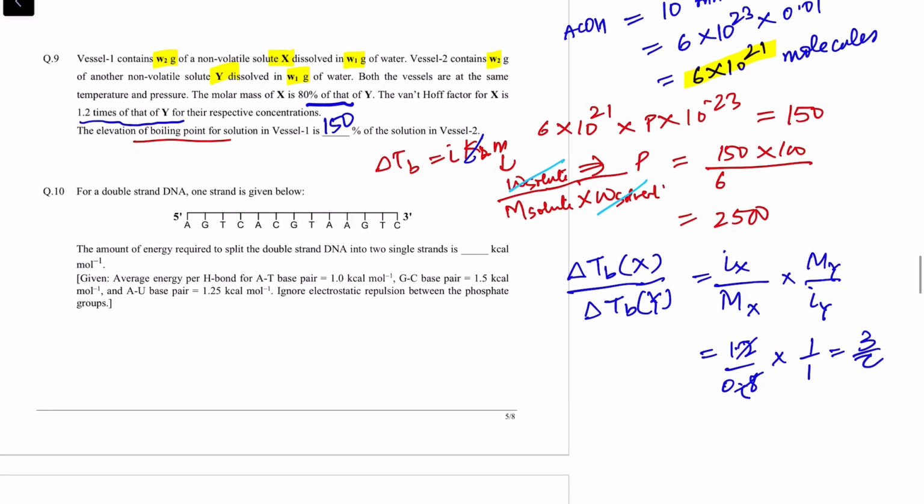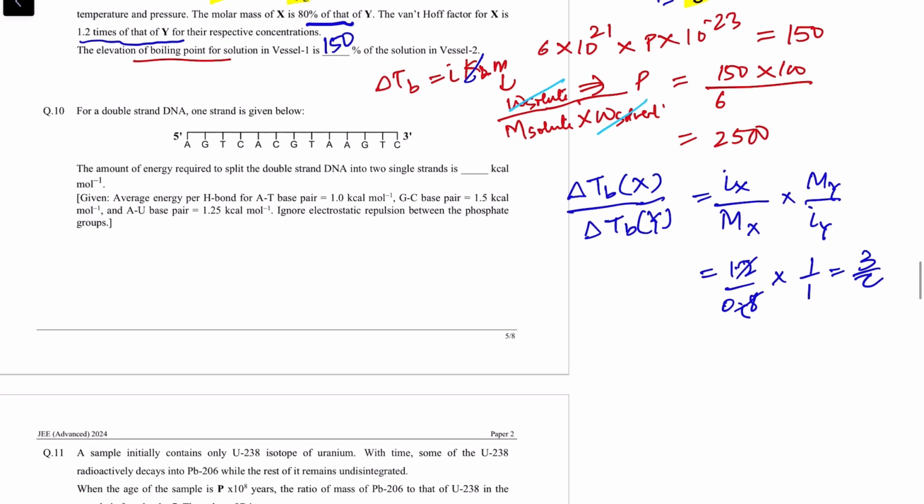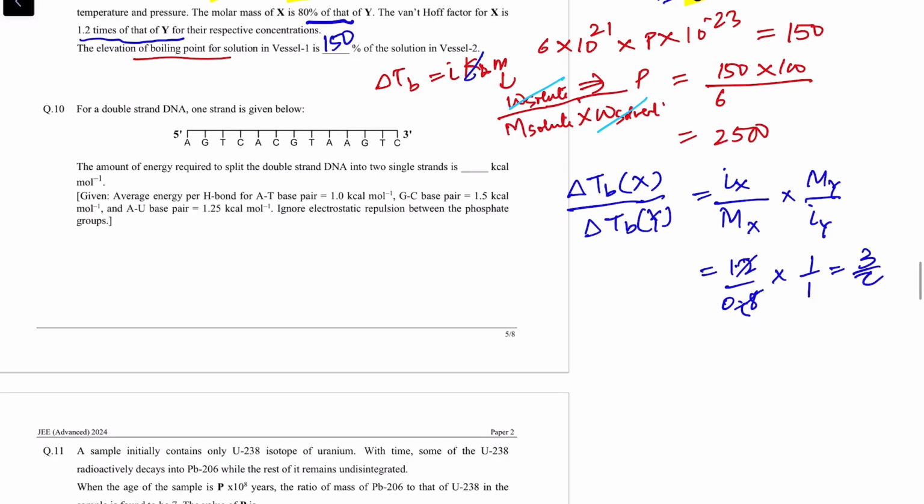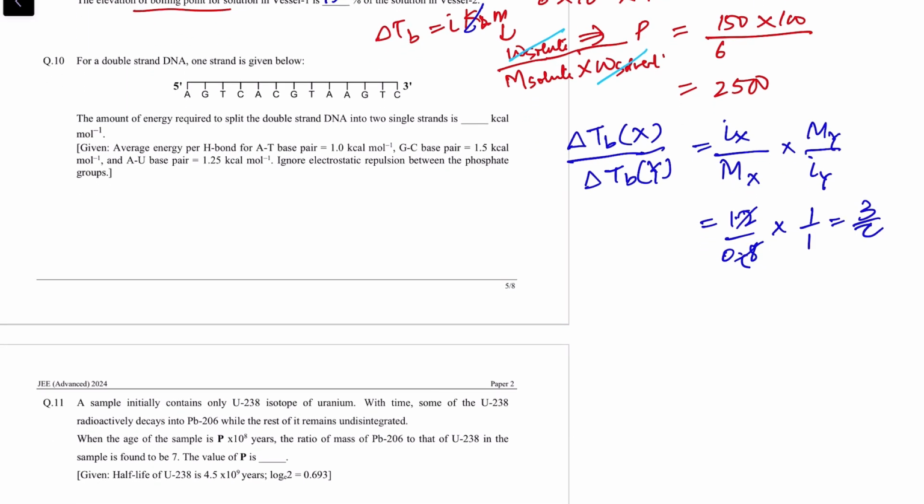Moving to the next question, a very easy question from biomolecules, calculation based. The DNA is double stranded. We know that A pairs with T and G pairs with C. The question is the amount of energy required to split the double stranded DNA into two single strands. This is a very easy question. First, you have to count the number of A plus T. Then you have to count the number of C and G. AU is useless because DNA does not contain uracil.